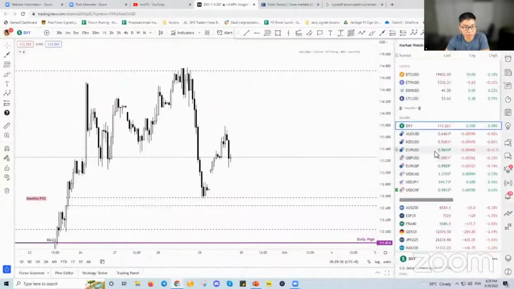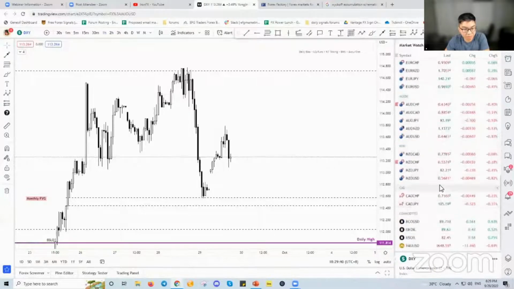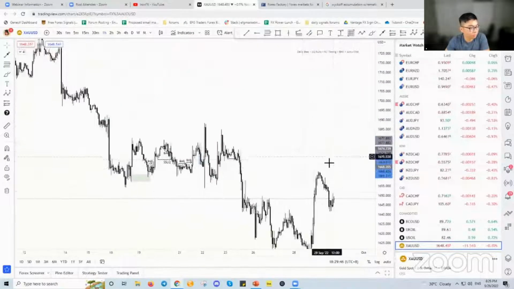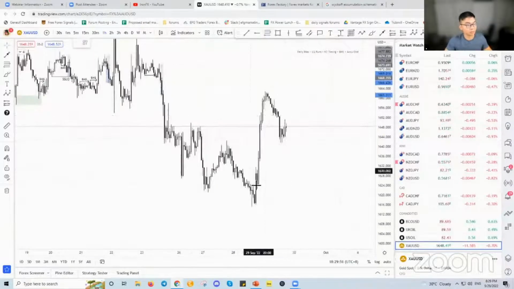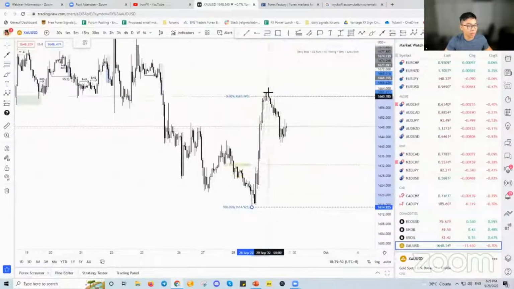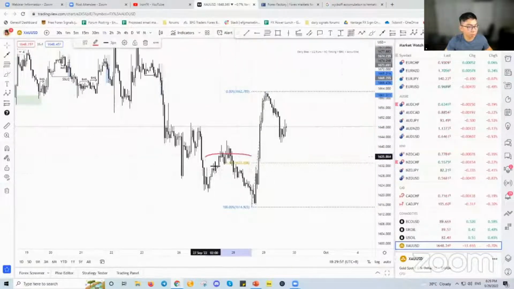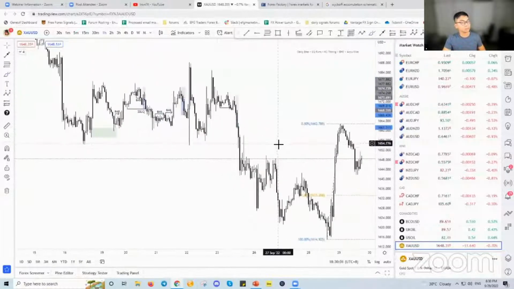Okay, let's take a look at maybe gold. Gold has shot so high up, same there. I don't think there are any trades. I will wait for price to retrace back down to the 61.8% ratio before I consider any trade.